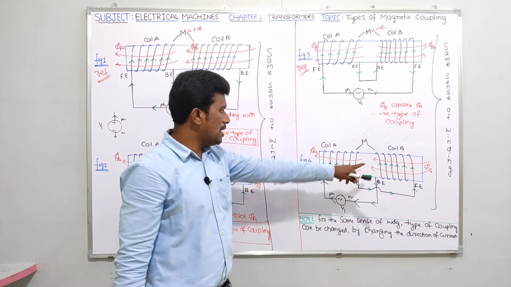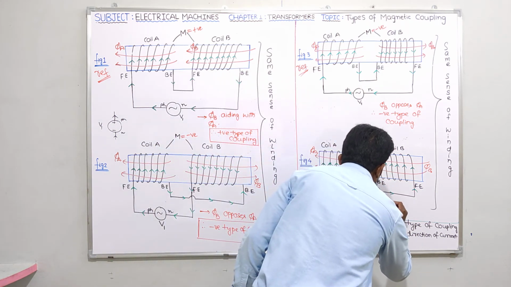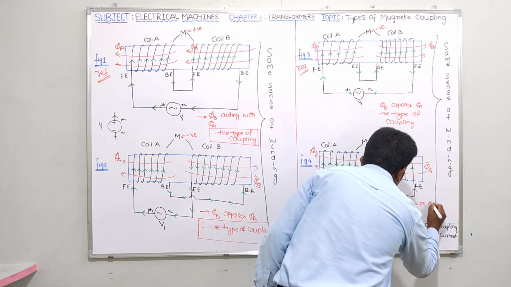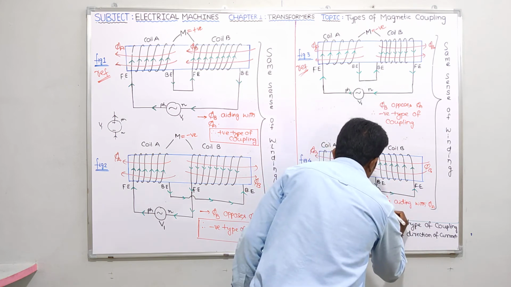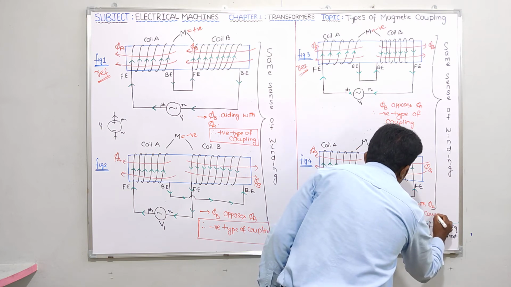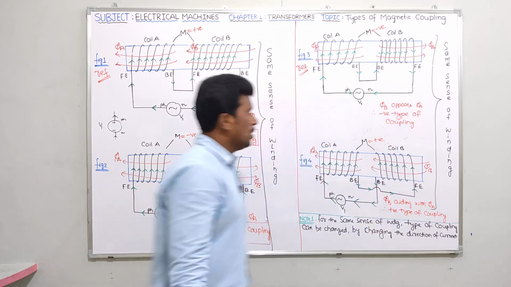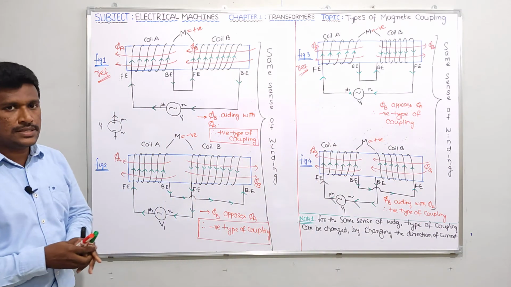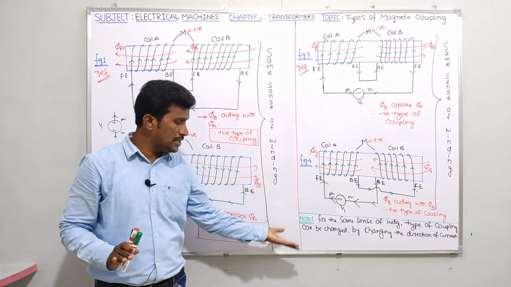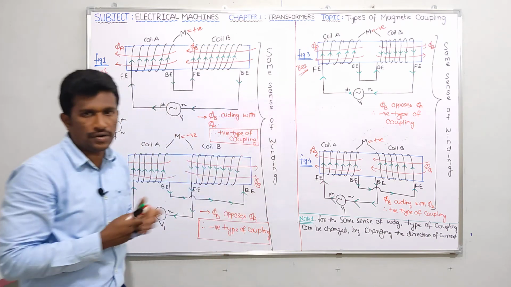Very simple. Here pi B is aiding pi A. So I can write here pi B aiding with pi A. Therefore, positive type of coupling, where M is positive. So guys, what is the conclusion? Very simple thing I am explaining here, one note only. But for explaining this note, I am using these two figures or these two figures, not all four figures.